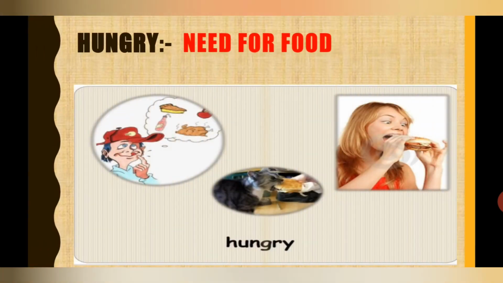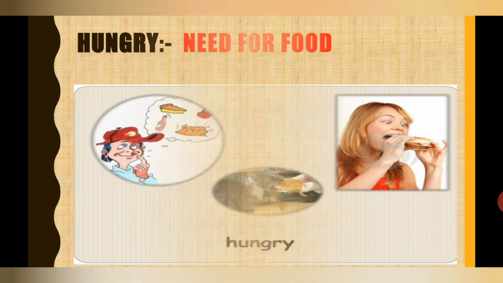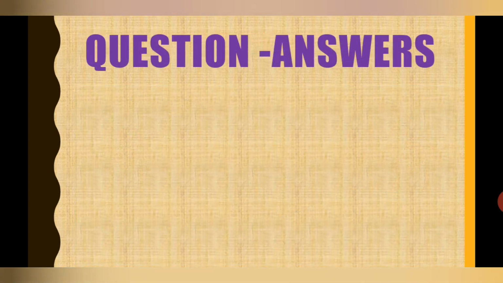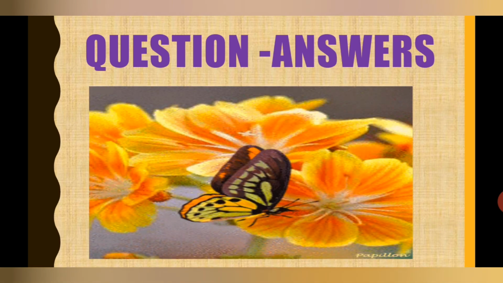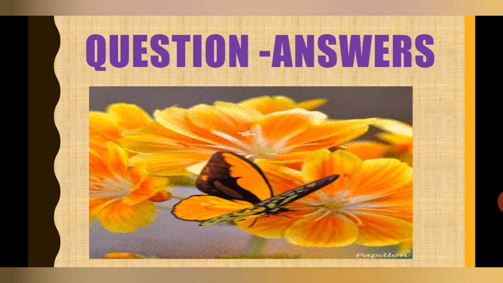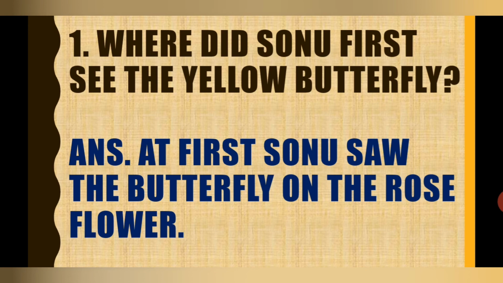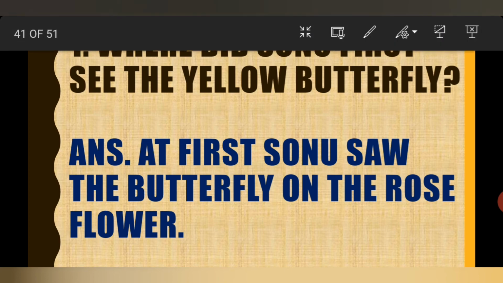Next, hungry. Hungry is the need for food. Okay. Now let's see the question answers of the yellow butterfly. Where did Sonu first see the yellow butterfly? Now the answer is, at first Sonu saw the yellow butterfly on the rose flower. Okay.